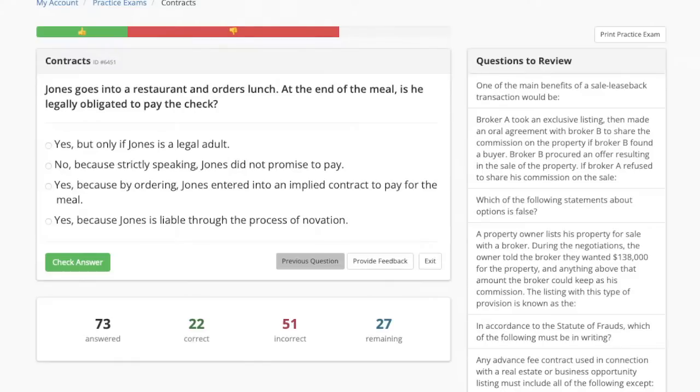Jones goes into a restaurant and orders lunch. At the end of the meal, is he legally obligated to pay the check? A, yes, but only if Jones is a legal adult. B, no, because strictly speaking, Jones did not promise to pay. C, yes, because by ordering, Jones entered into an implied contract to pay for the meal. D, yes, because Jones is liable through the process of novation.